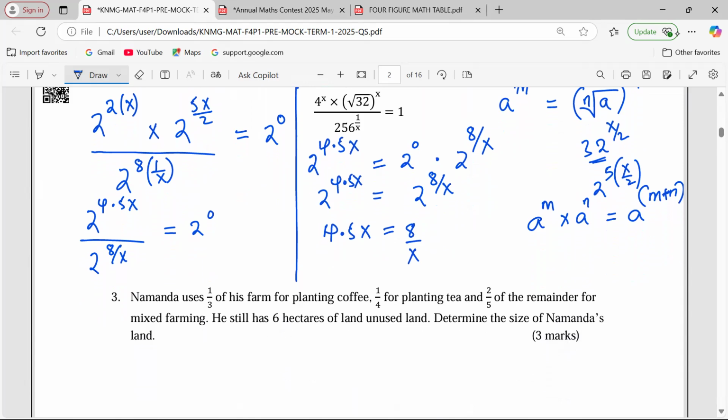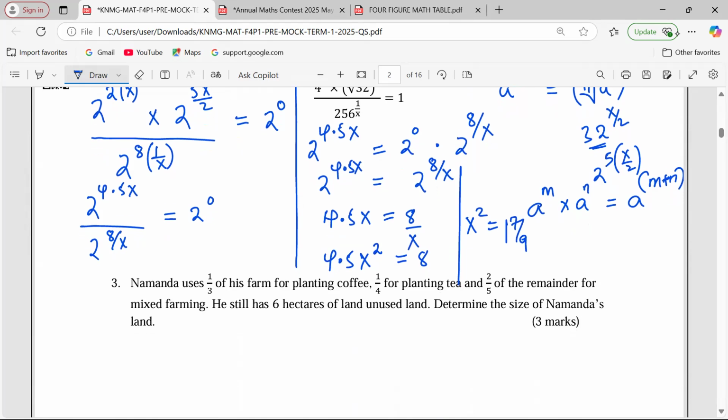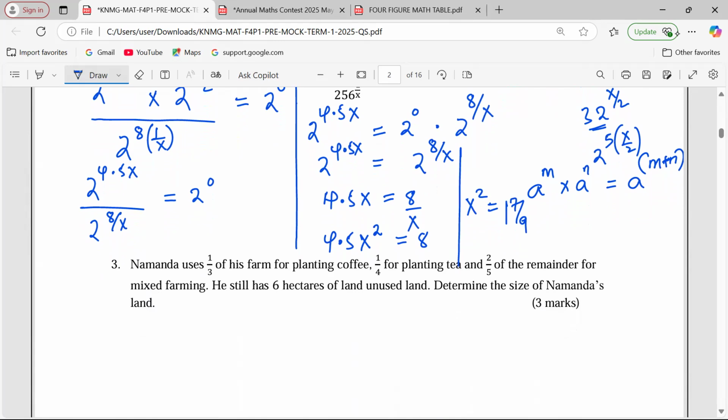At such a point we can multiply through by x, so that 4.5x, when we multiply by x, we get x squared, and this is equal to 8. So how can we remain with x? That shall be x squared, of course. So x squared equals 8 divided by 4.5. This is giving us exactly 1 and 7 over 9. You know, this is equivalent to 16 over 9. So for us to get x, we need to get the square root now.